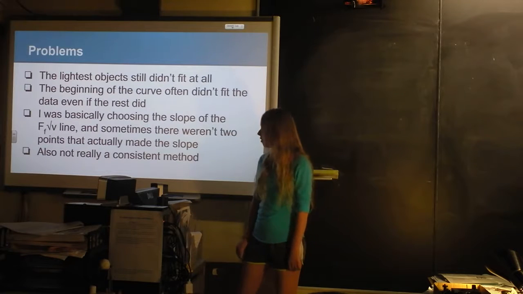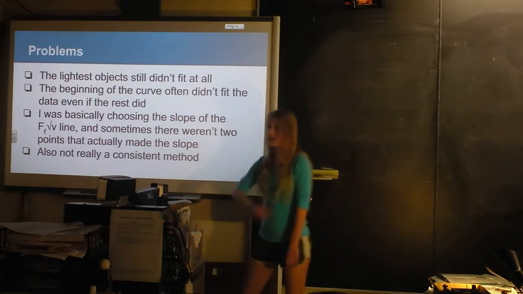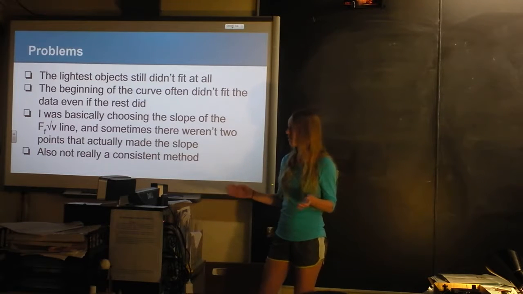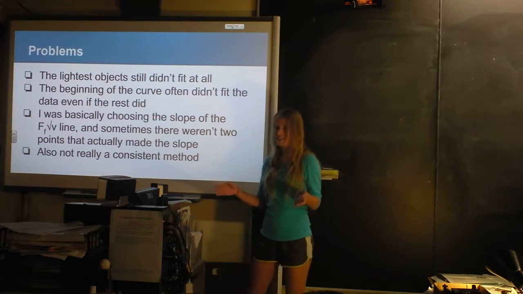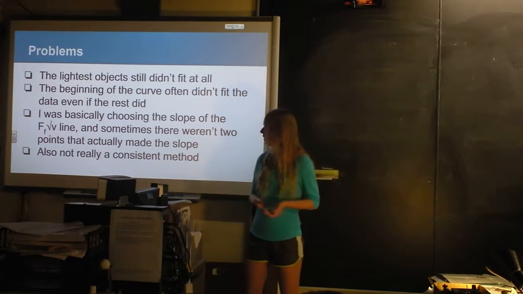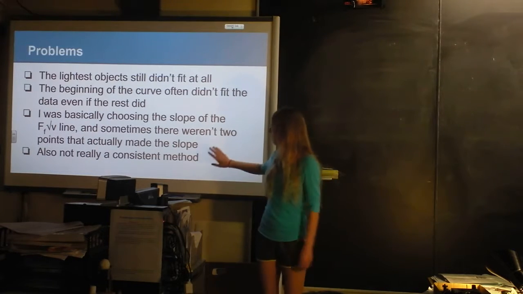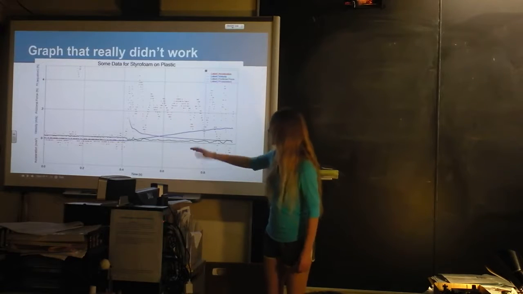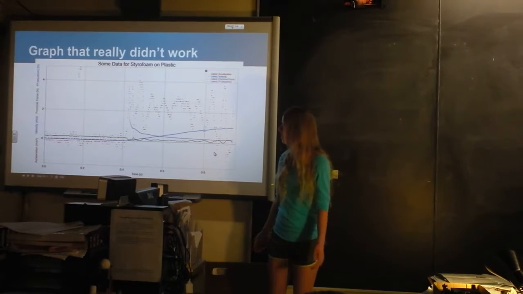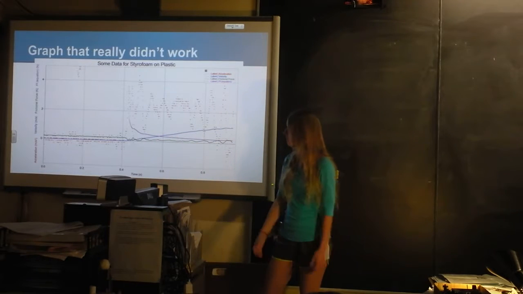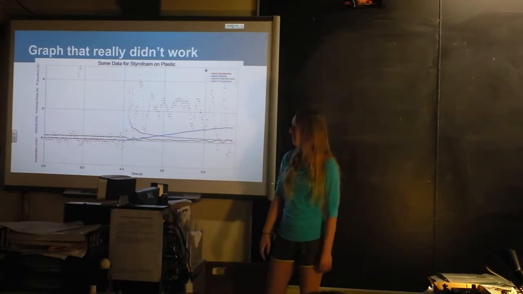Another problem that I had was that since I had those sine waves, it was really hard to find a best fit line without feeling like I was reading the data. But I wasn't, it was just that my data sucked. So this is for styrofoam, which is really light, and the purple line, my projected line, is way higher than the actual data. No matter what I did, I couldn't really get rid of that.